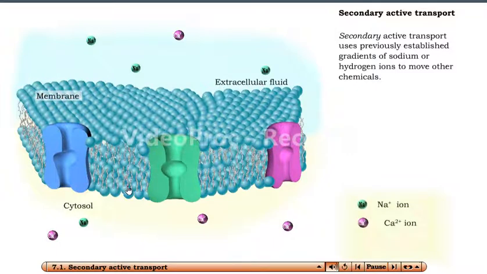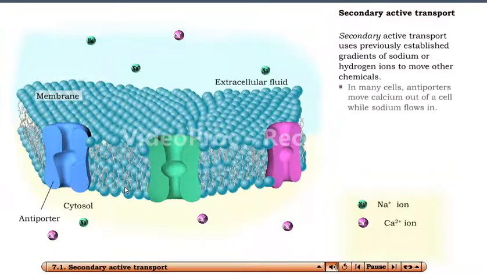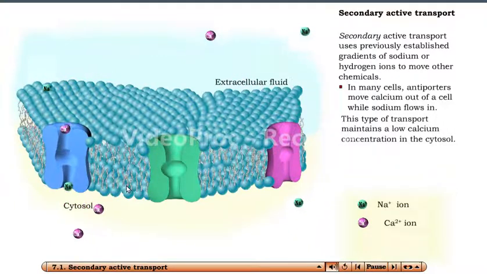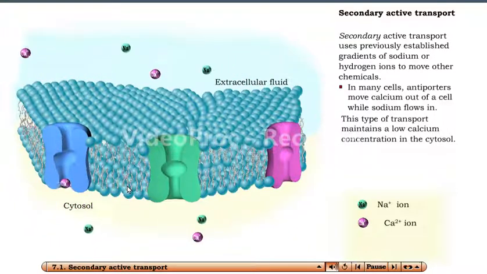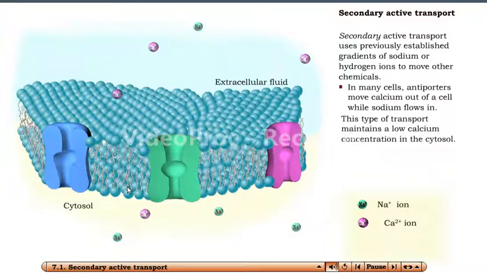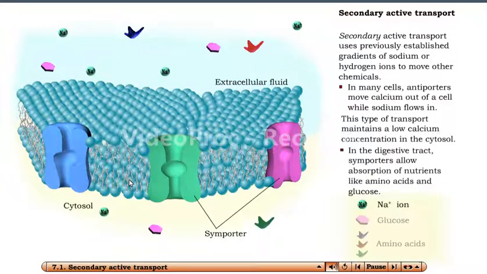Secondary active transport occurs when the concentration gradient of sodium or hydrogen ions produced by primary active transport drives the transport of another chemical. Low cytosolic calcium levels are maintained by secondary active transport. Another example of secondary transport is the absorption of nutrients from the digestive tract into intestinal cells.